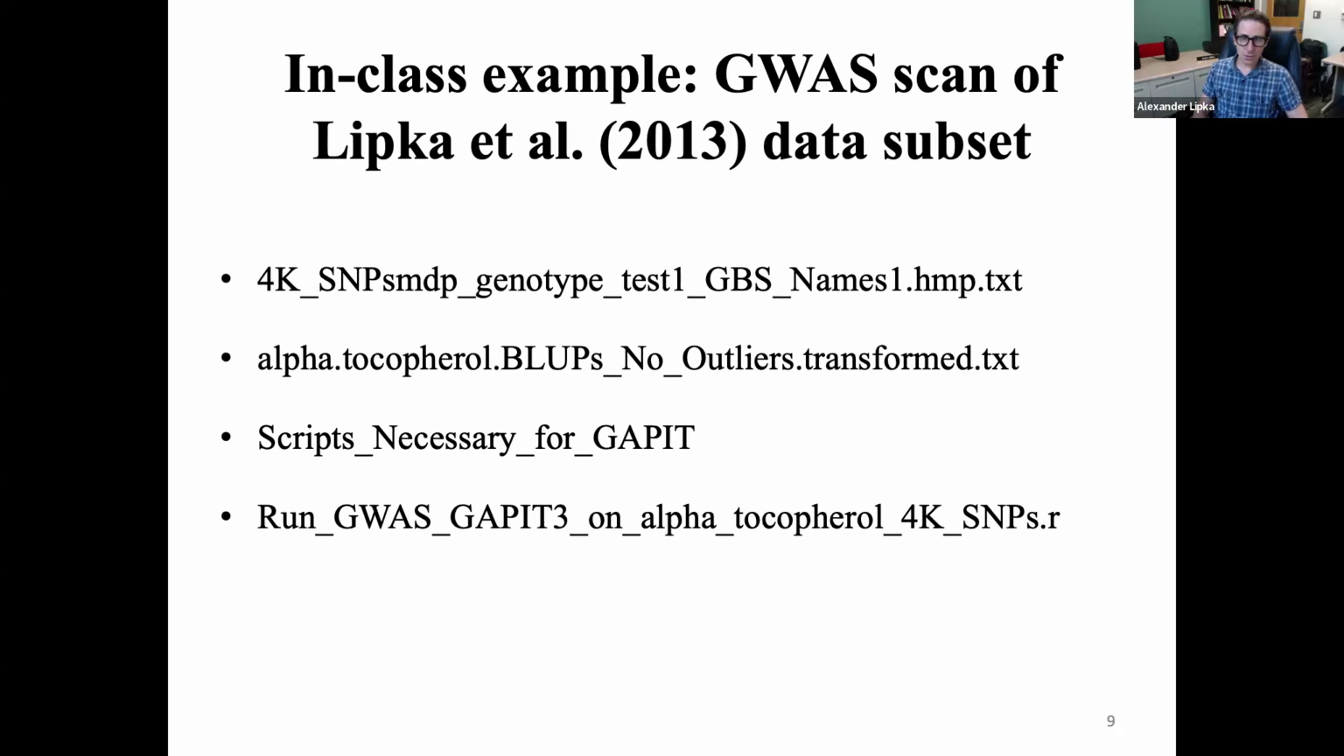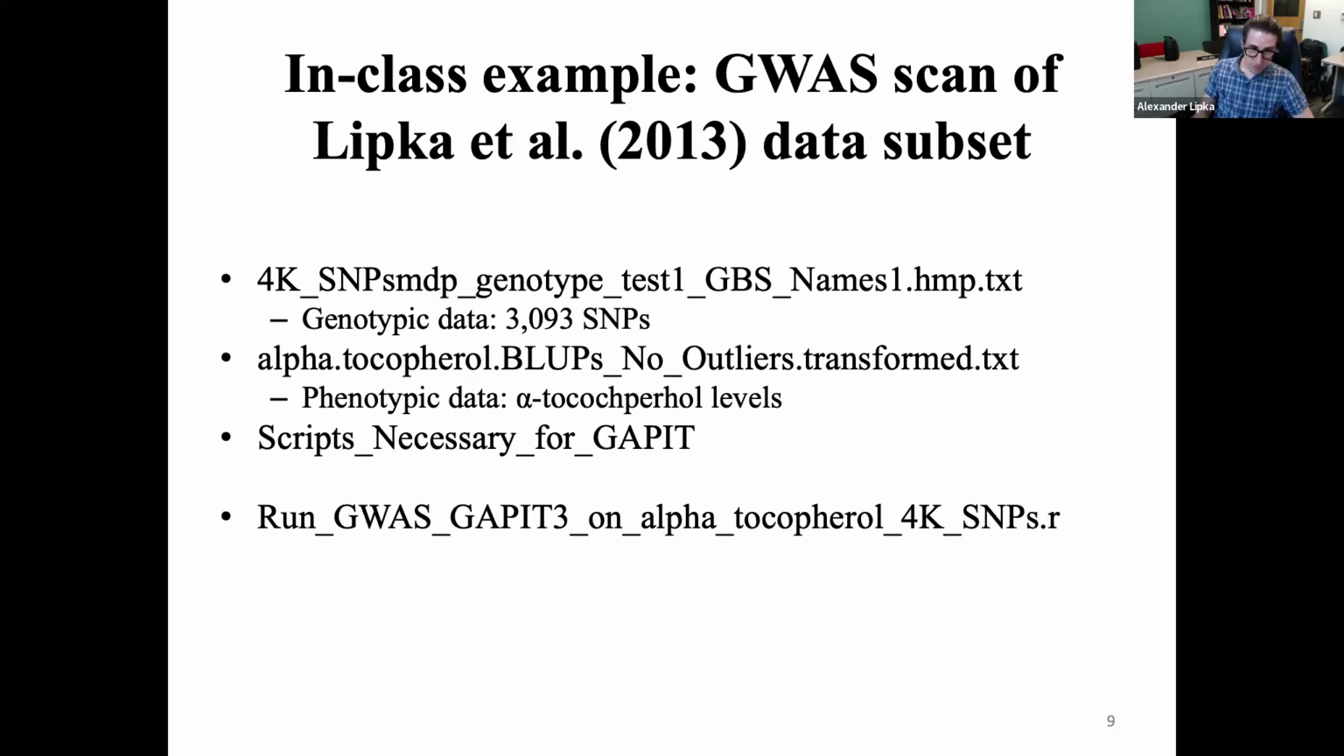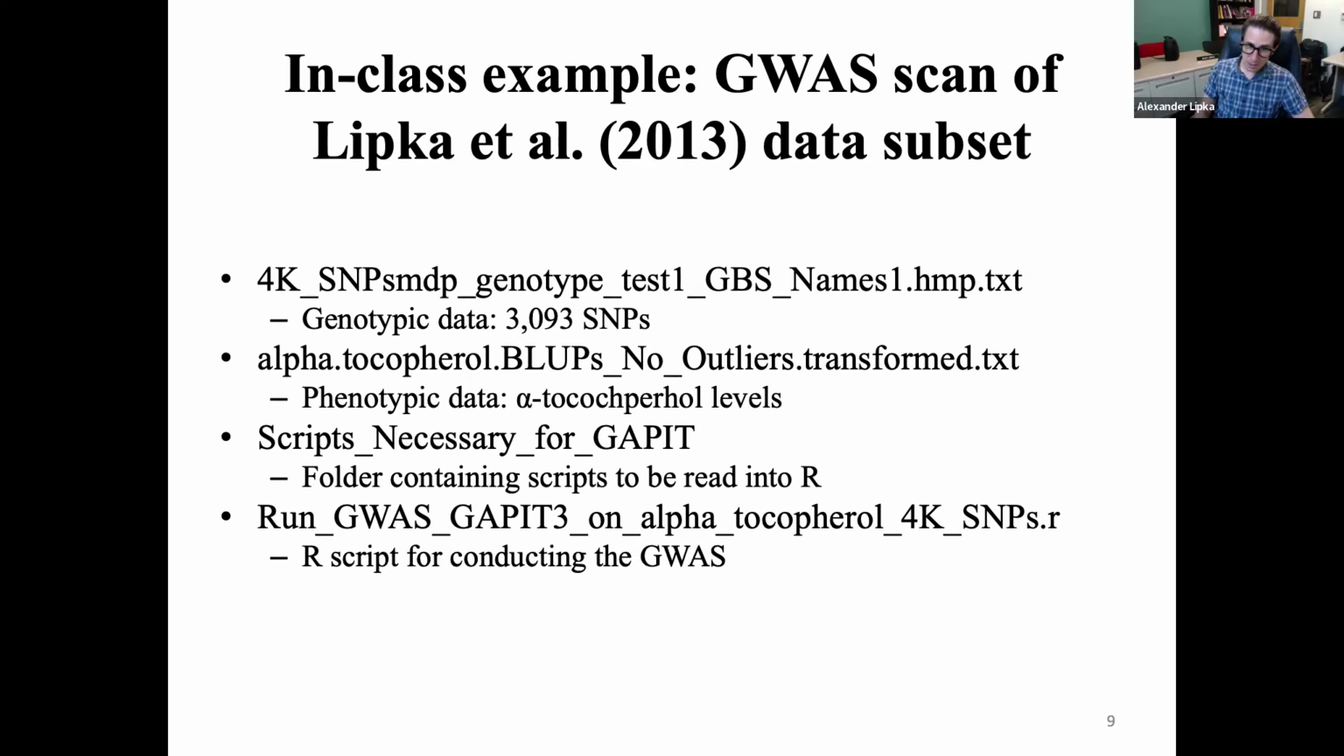So our data, once you go onto that Google Drive folder and you see everything, you're going to see these files. This file up here contains the genotypic data. This is the phenotype data. There's a folder called scripts necessary for GAPIT. That contains all the scripts that you need to read into R, and then the actual R script for conducting the GWAS.